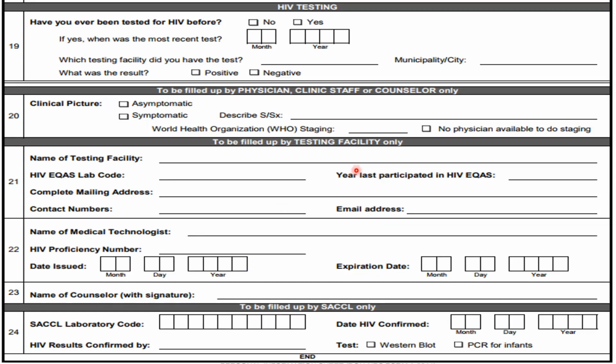So this is the resulting. Have you ever been tested for HIV? Kung yes, kung kailan, and then no kung hindi. Clinical picture kung ikaw ba ay asymptomatic or symptomatic. It will be filled out by physician, clinic staff, or the counselor, okay? And this is to be filled up by testing facility only, okay? For the documentation. And as you can see here, number 22, name of medical technologist, HIV proficiency number, and then the date of issue.